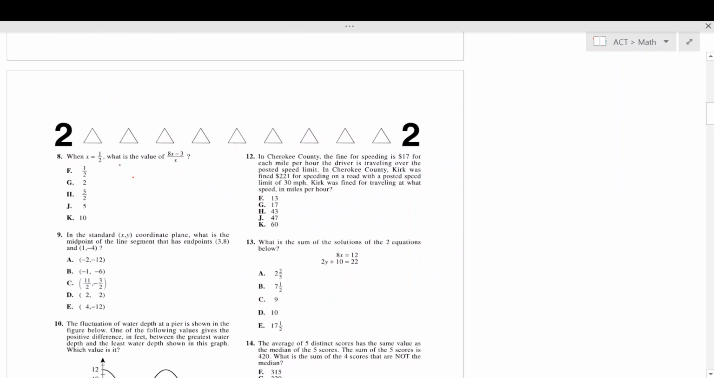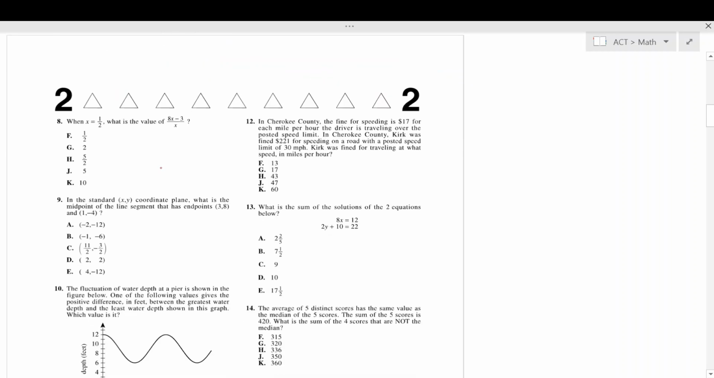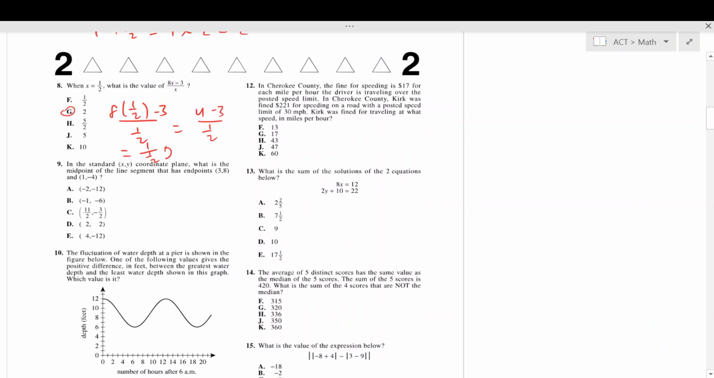When x equals 1/2, what was the value of this expression? So it's plugging in 1/2 for x. So let's do 8 times 1/2 minus 3 over 1/2. 8 times 1/2 is 4, minus 3 over 1/2. So that'll be 1 over 1/2. And remember, 1 divided by 1/2, division can be changed to multiplication by the reciprocal. So we're going to do 1, we change that division sign to a multiplication sign, and then we flip the fraction, we get its reciprocal. And that's 2. Or you could think of it as how many times is 1/2 going into 1? And that's twice. So that also works.